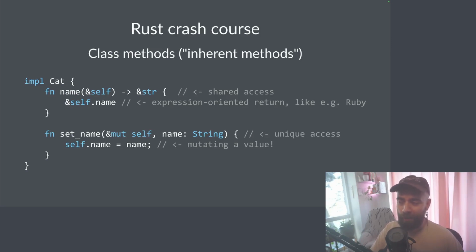So you can see that the self parameter, which is like C++'s this, but inside of the argument list, says, hey, we need a mutable reference to self because we're going to update a value here.